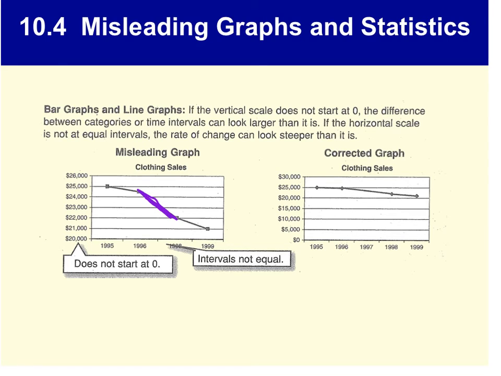You might say, whoa, what happened between 1996 and 1998? Our sales went down a ton, look at that. Well, if you look at a graph where the number starts at 0 and the intervals are all even, that difference is much more slight. It's only going down maybe $4,000, from a 25 to a 21, where it looks much more drastic on this one. So if the horizontal scale is not at equal intervals, the rate of change can look steeper than it is, which misleads the information.